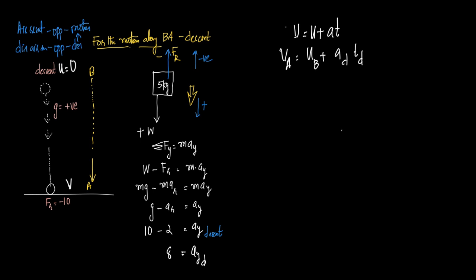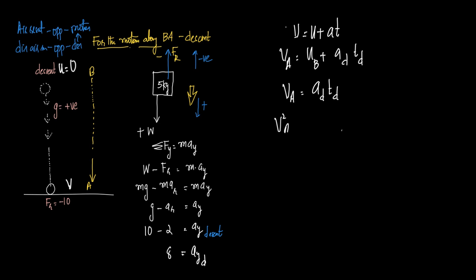Now, here u is equal to 0, which means ub here is actually equal to 0. And therefore, what do we get? va is equal to acceleration of descent into time of descent, right? Now, what is the value then?